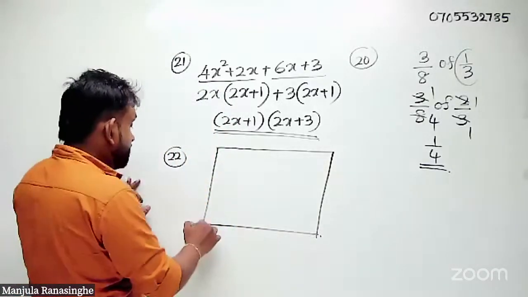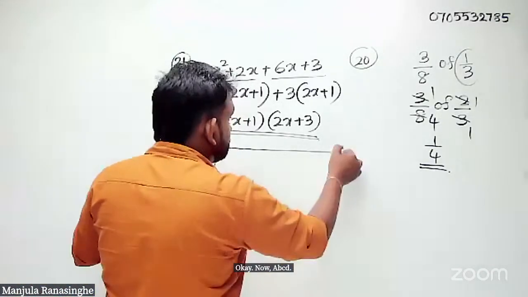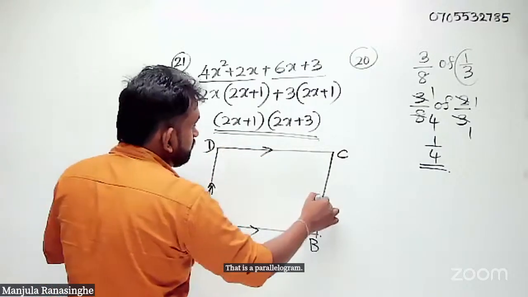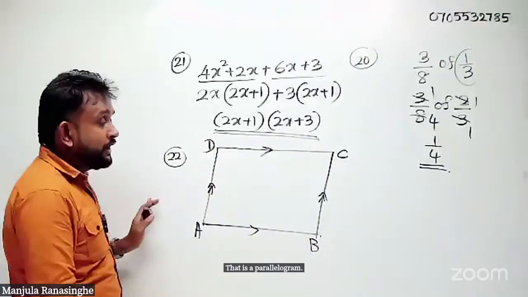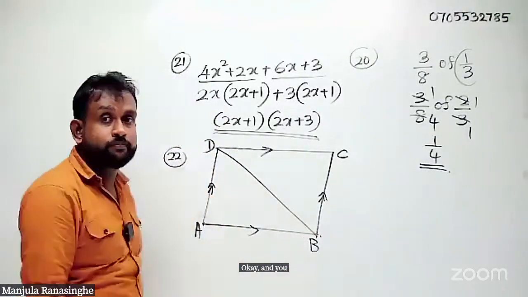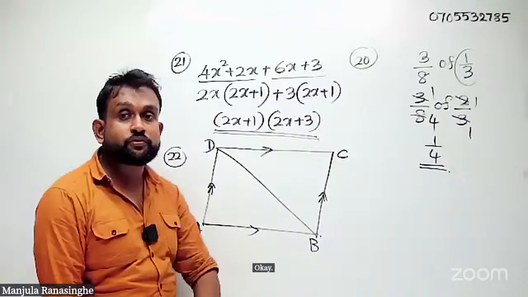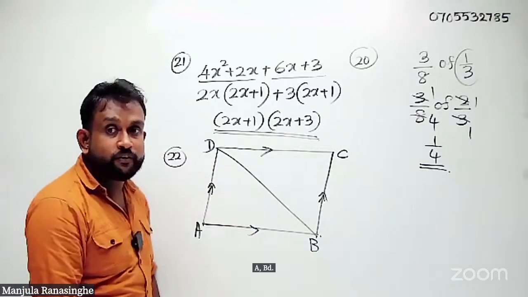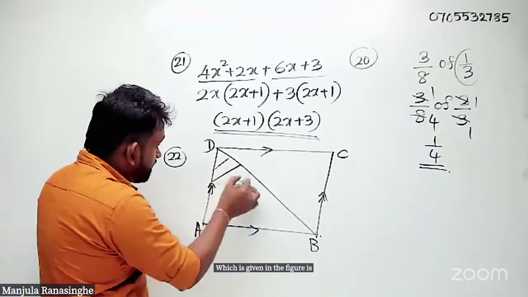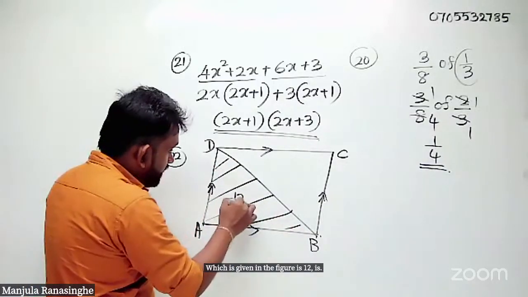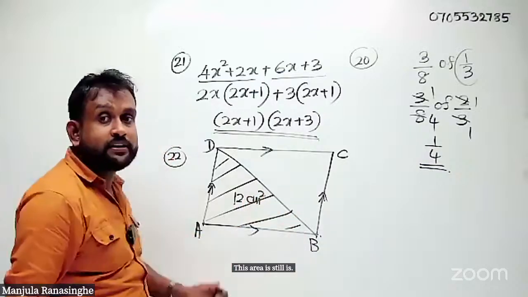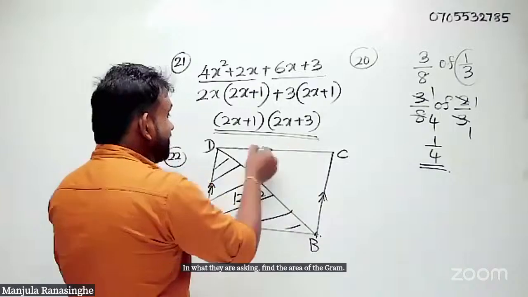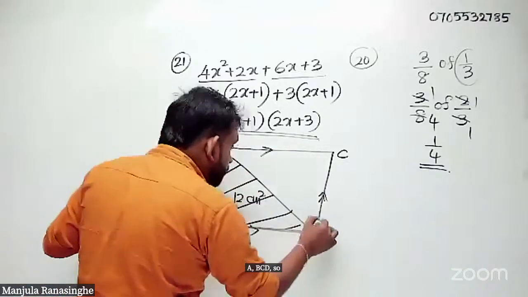Okay, now ABCD, that is a parallelogram. Okay, and you can see this is the diagonal. If the area of the triangle ABD, which is given in the figure, is 12 square centimeters, then what they are asking is to find the area of the parallelogram ABCD. So the area of the parallelogram is asked.